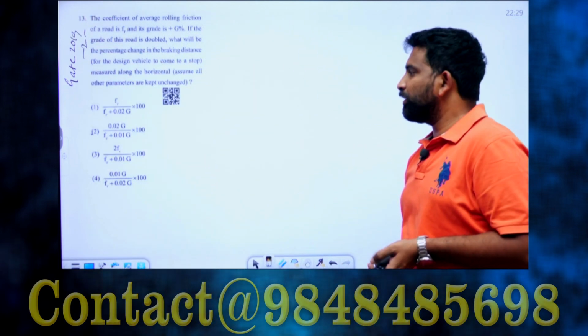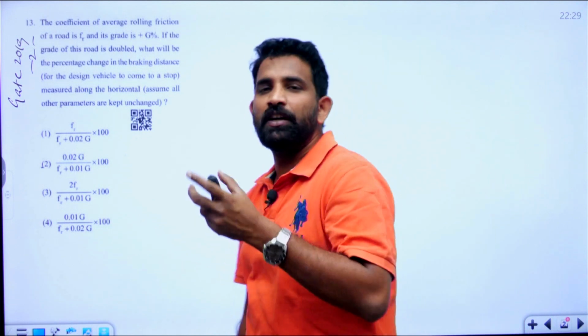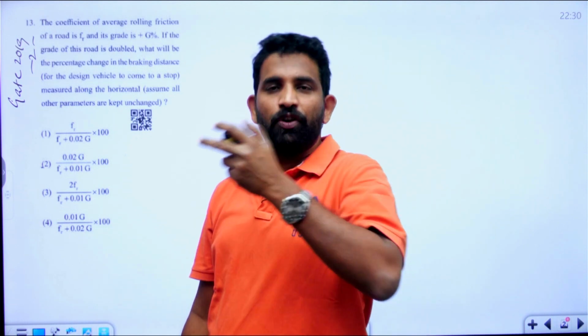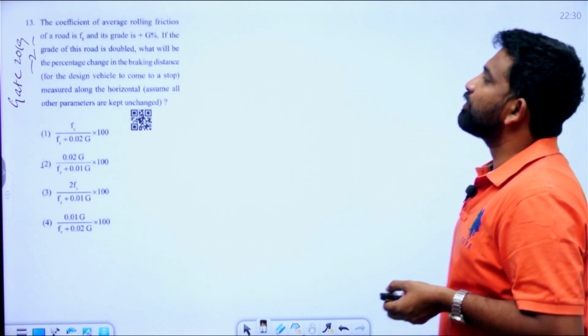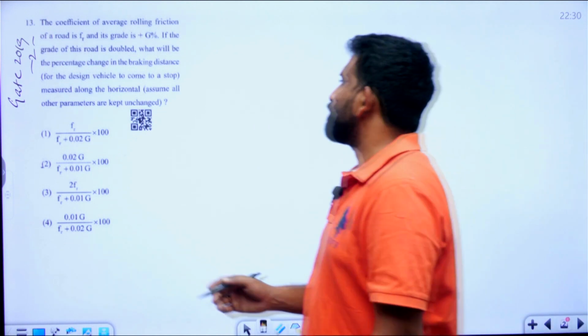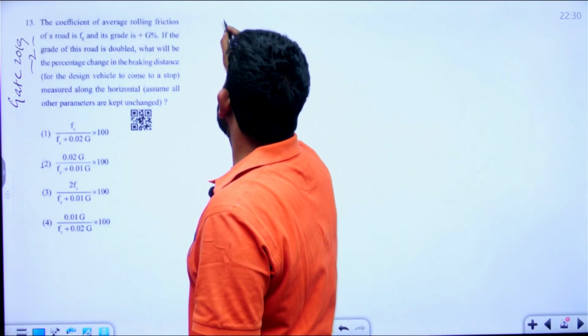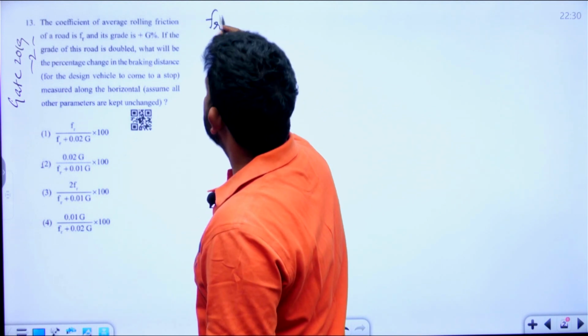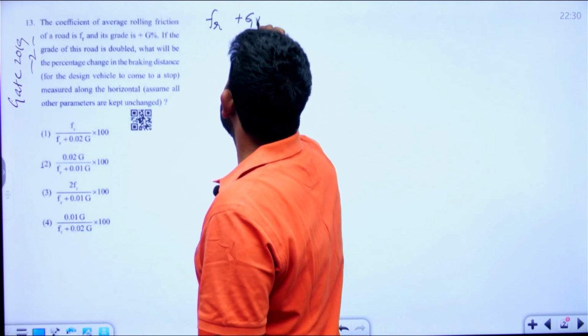Same question was copied here. Of course, almost all the bigger numerical questions, if you observe, were copied from GATE. Now, in this question, the coefficient of average rolling friction, nothing but the longitudinal friction coefficient, is given as FR. And its grade is given as G%.